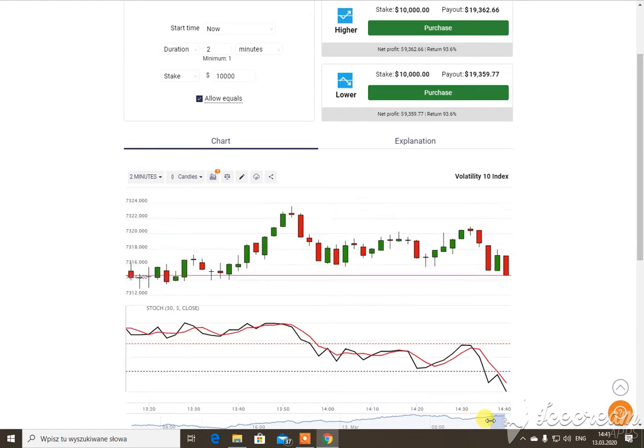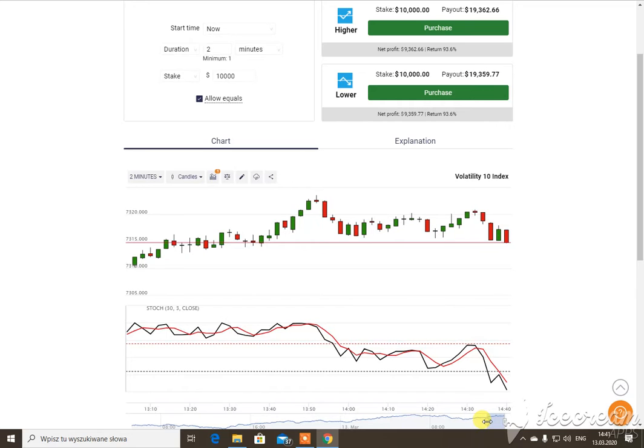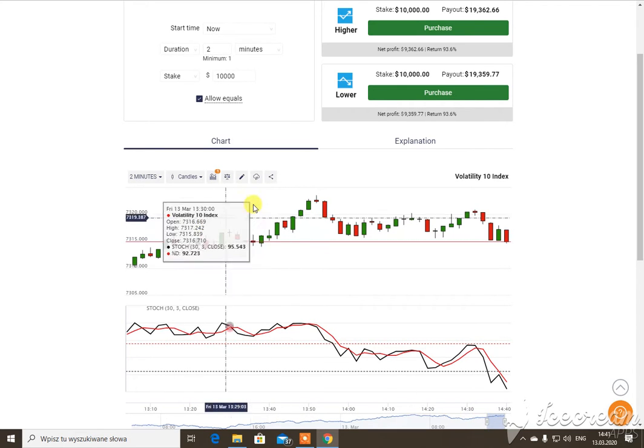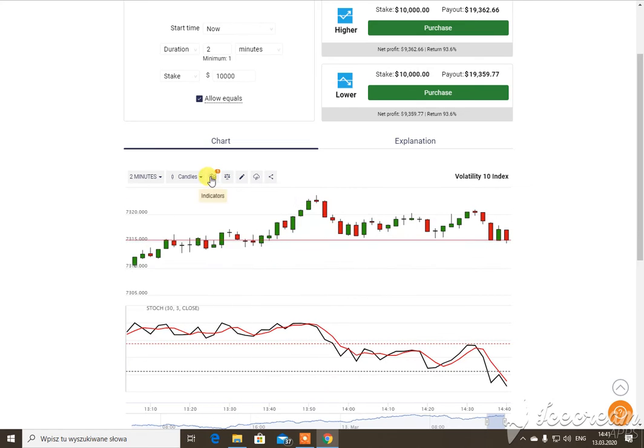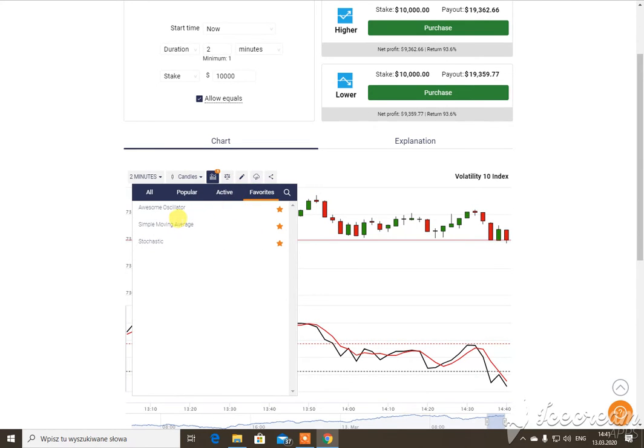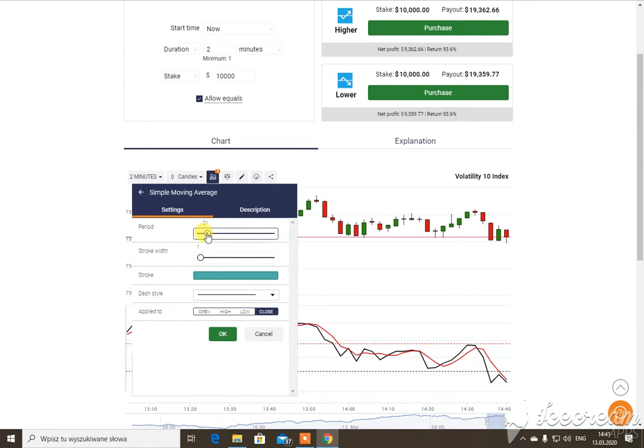Now to see the bigger picture, you have the screen in here. You can see support, resistance. Now another one, simple moving average. We need them both, two of them. One around the 50, 51.